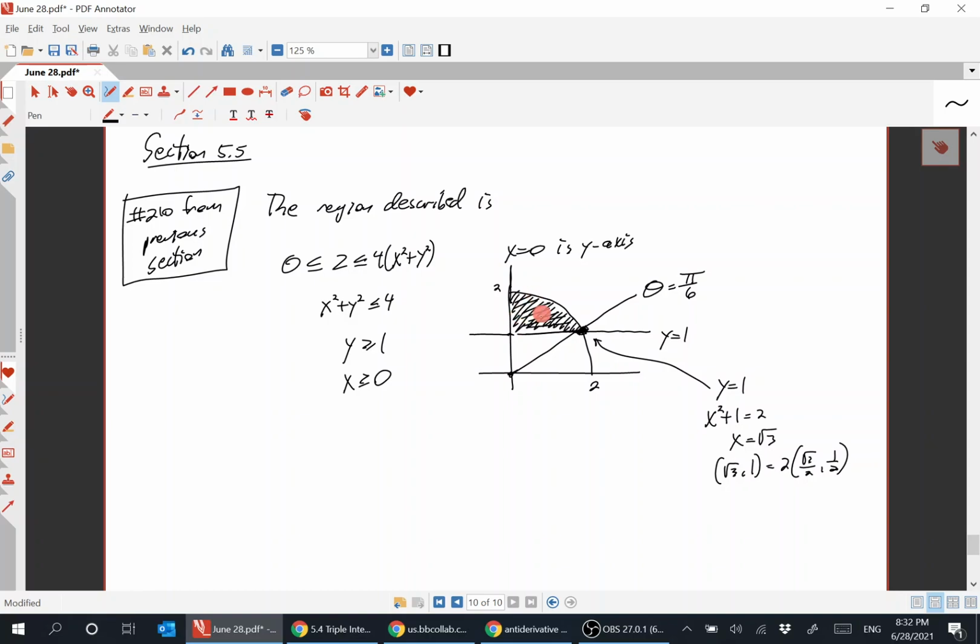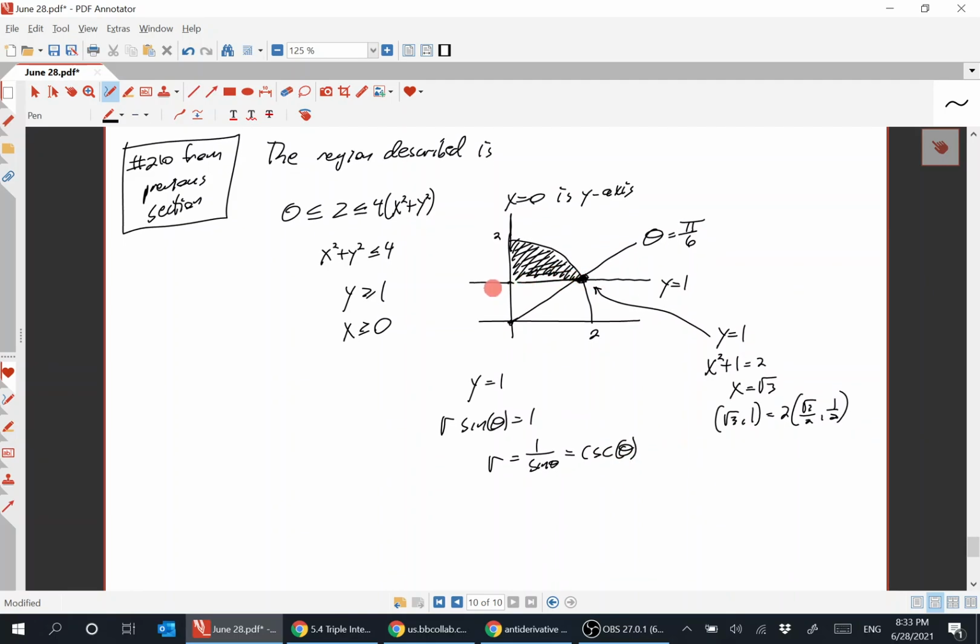Right, so this region here, we've got the line y equals 1. So this is r sine theta equals 1. So r is 1 over sine theta, or cosecant theta. So this is r equals cosecant theta, this line y equals 1. And then this is r equal to 2.